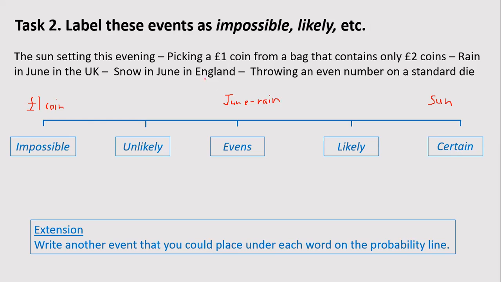Okay, snow in June in England. That's unlikely in June, isn't it? Snow, unlike rain, that's just not something you're ever really likely to see much at all. Just put June in front of it. Throwing an even number on a standard dice. So that's going to be half of it. You've got 2, 4, 6 out of 6 chances. So we'll put the dice here as well in evens.